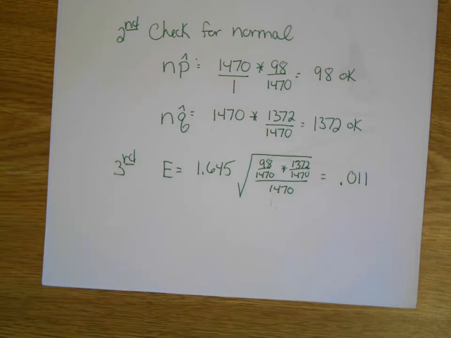Okay. I can do mine real quick. If I was doing this one, I would not bother with that square root at this point. I would take 98 divided by 1470 times 1372 divided by 1470, get an answer. Divide by 1470, get an answer. Square root that answer. Multiply it by 1.645. Just keep hitting enter a bunch of times, you don't have to use parentheses. Whatever makes you comfortable.